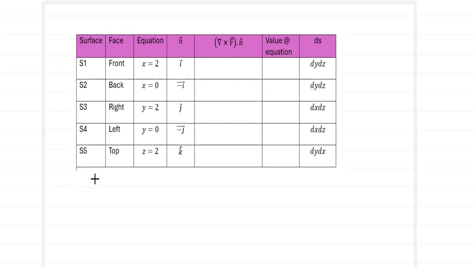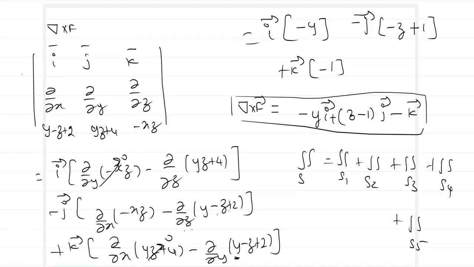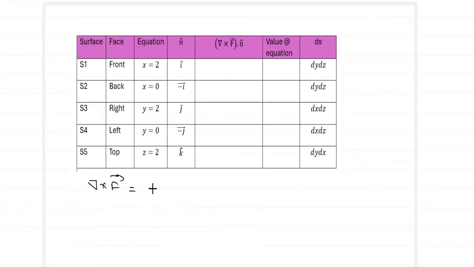Now what is going to be my del cross f? Let us copy paste our del cross f from the last page. What is over here? Minus y i plus (z minus 1) times j minus k. Now this has to be taken dot product with n cap. So what is my n cap? My n cap is over here. I know that i dot i is 1, j dot j is 1 and k dot k is 1. All the other remaining mismatched combinations will give me 0.